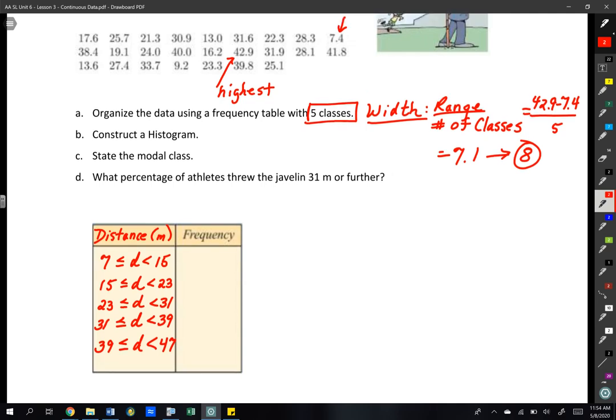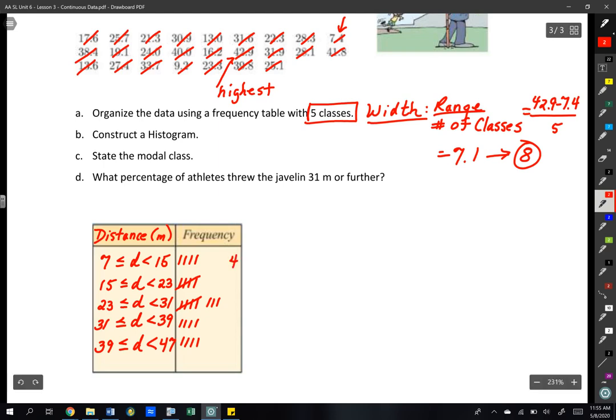So now we have to do the hard part, which is use a tally mark for every number. So what I would suggest now is to pause the video and come back and make sure we have the same thing. Okay, you should have all your tally marks. You're all set. We're just going to add them up. We have 4, we have 5, we have 8, we have 4, and we have 4.